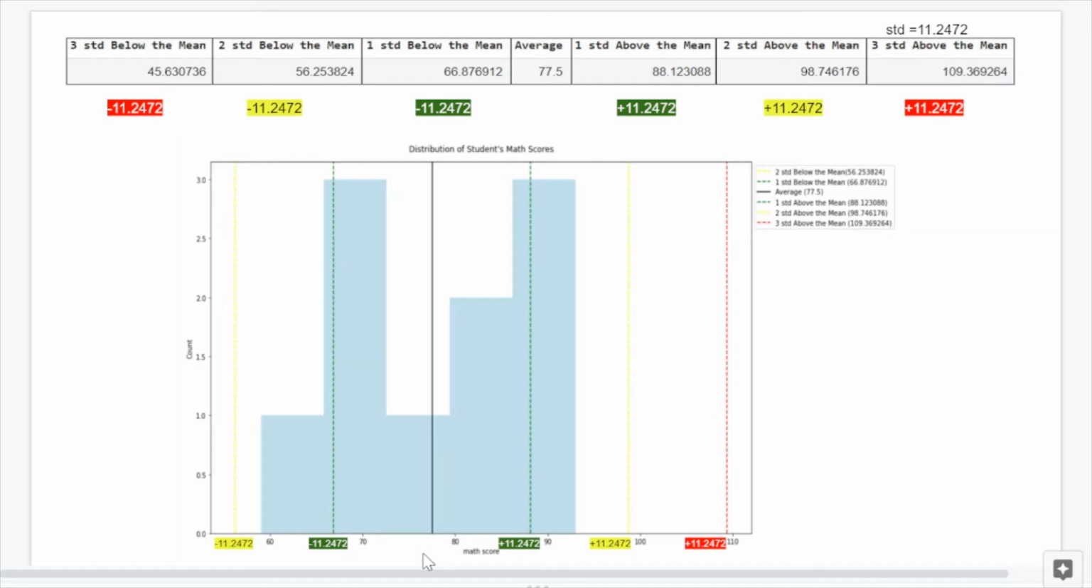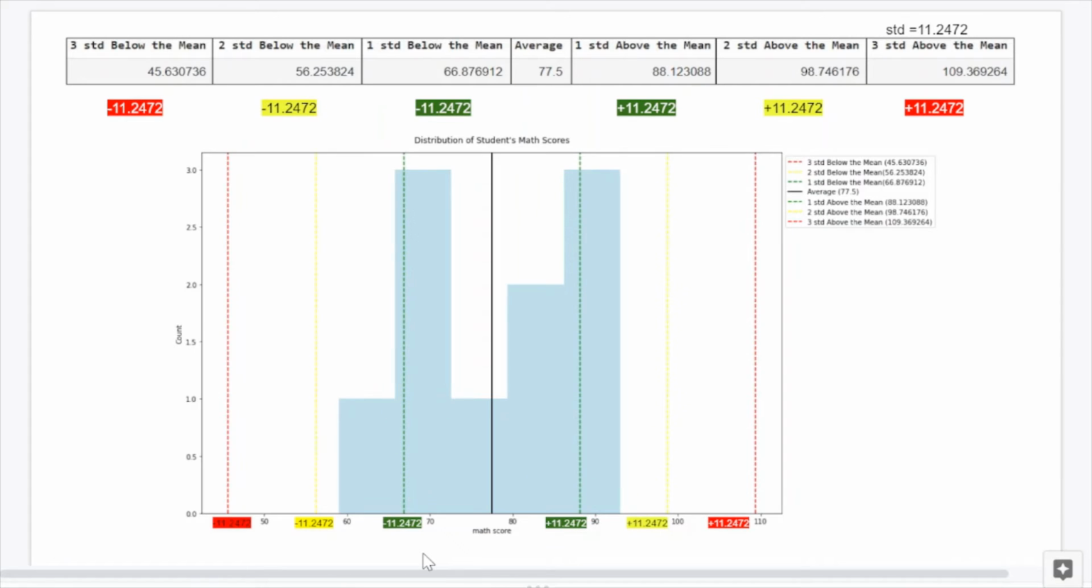And then when we do three standard deviations below the mean, that's three standard deviations subtracted from the mean, right? So that's 45.6307 rounded, and that's what it looks like graphically, okay?